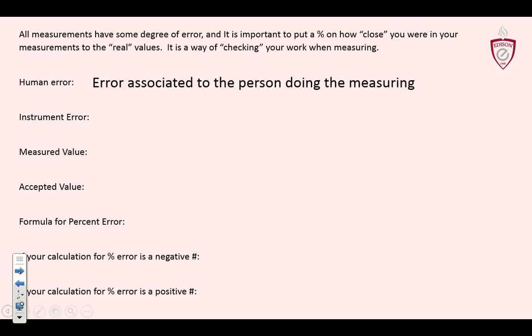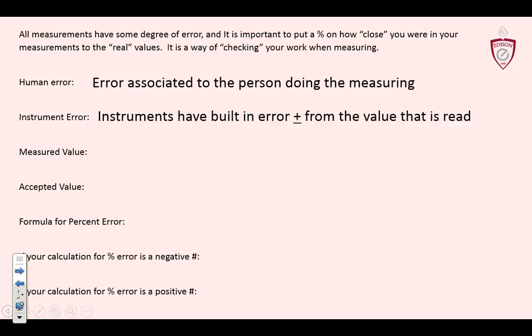Human errors are errors associated with the person doing the measurement. If you make a mistake, or you hold the tool wrong, or do not do the measurement correctly, there's going to be some error associated with you and who took the measurement.